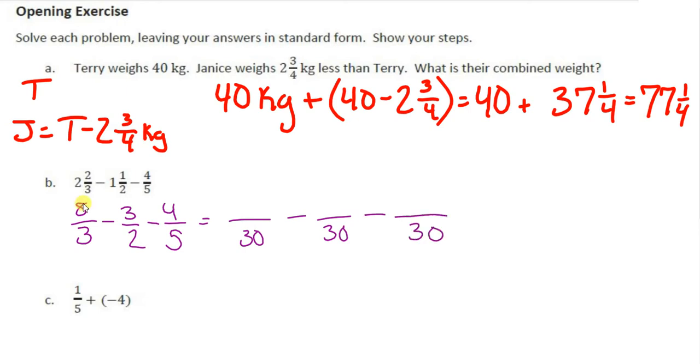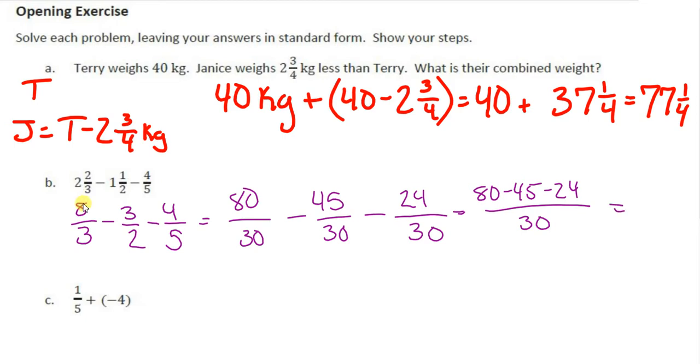All right, so 3 times 10 gives me 30, so 8 times 10 gives me 80. 2 times 15 gives me 30. 3 times 15 gives me 45. 5 times 6 gives me 30, so 4 times 6 gives me 24. Now this is basically just a subtraction problem. 80 minus 45 minus 24, all over a denominator of 30. 80 minus 45 is going to be 35, and then 35 minus 24 gives me 11. It's 11 out of 30.